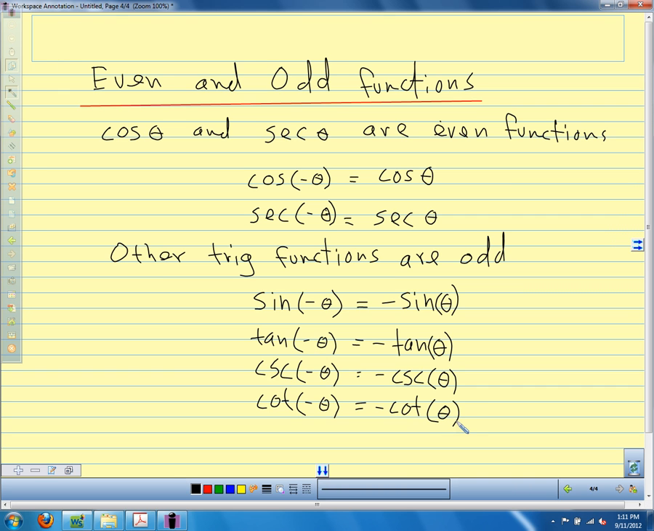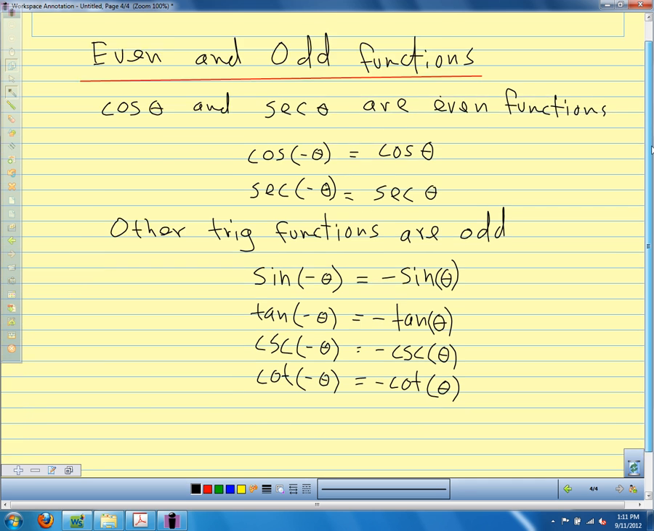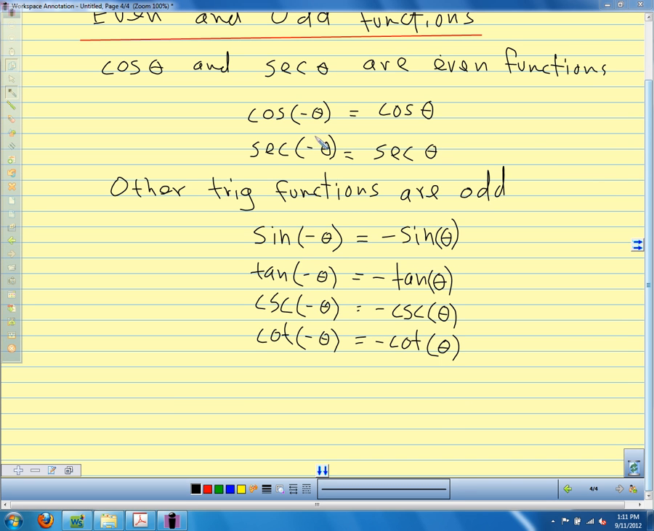So if we remember these even and odd things, it can simplify our work if we have some negative angle inside our function. We can remember that either it doesn't change the sign of anything or it just changes it to the opposite sign. So cosine and secant are even; sine, tangent, cosecant, cotangent are odd. All right, are we good with that?